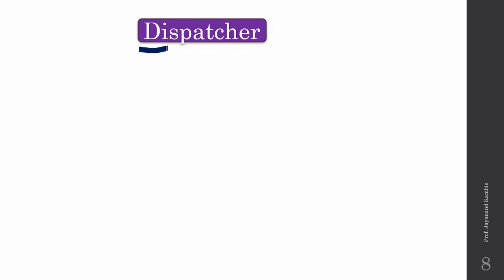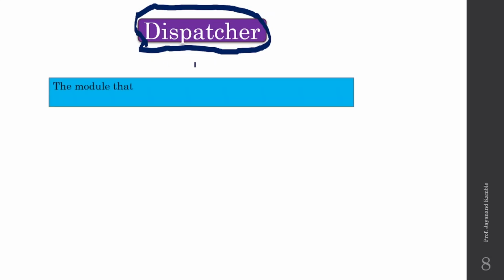Now let's talk about the dispatcher. This is one of the important modules, or we can say programs. The module that gives control of the CPU to the process selected by the short-term scheduler is called the dispatcher. See, very interesting. The task of the CPU scheduler or short-term scheduler is to select the next process for execution. However, the dispatcher does the task of allocating the CPU to the process selected by the short-term scheduler.